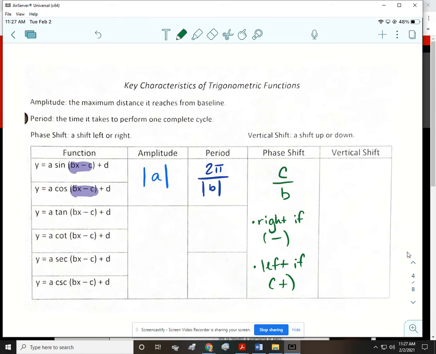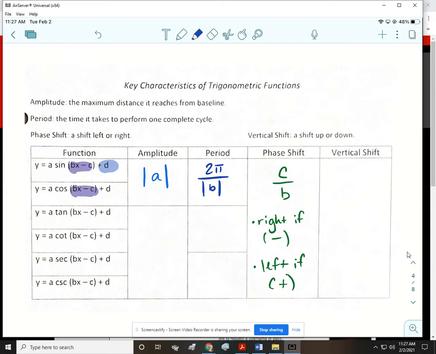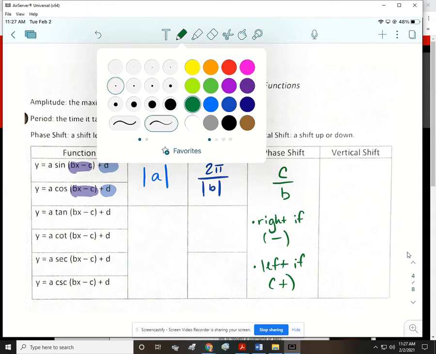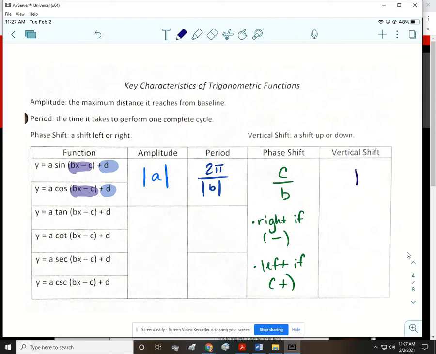And then the vertical shift is going to come from this D value here. D tells you the amount to shift, and you're going to shift up if positive, and you're going to shift down if negative.